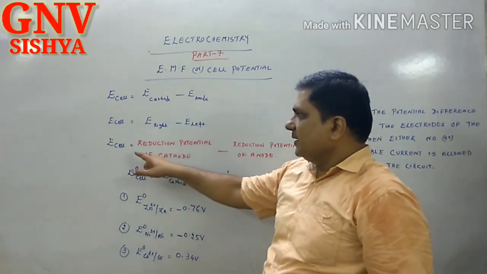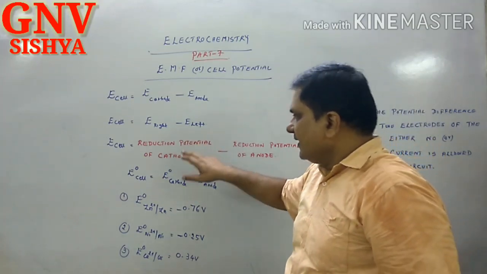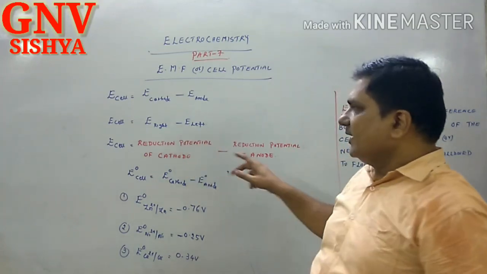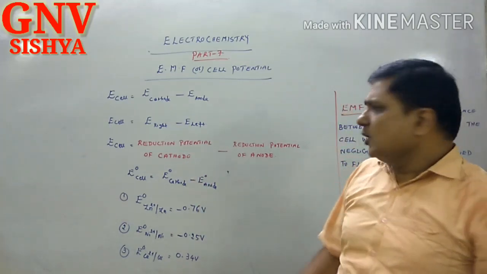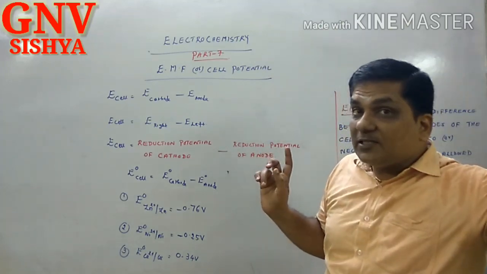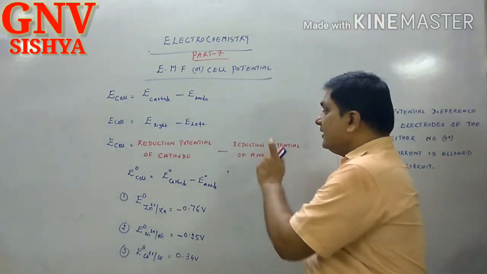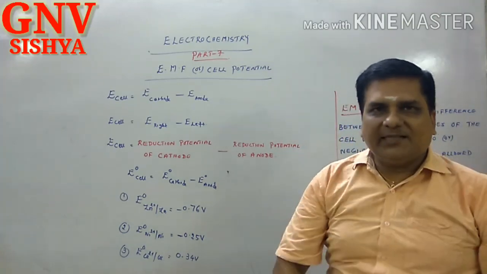Now, what is the last one? That is why I wrote it in red color. Reduction potential of cathode minus reduction potential of anode. Many students ask, sir, at the cathode reduction takes place, so why are you writing reduction potential of the anode? Actually, at the anode what is taking place? Oxidation. But we take only reduction potential. How would you obtain reduction potential when the sign is converted?